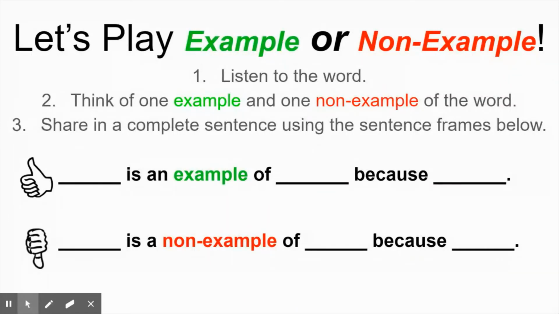So for example, in science, recently we were learning about solids, liquids, and gases. So let's say the word of the day for example, non-example, is gas. A student might say, air is an example of a gas because it takes the shape of its container and the particles are far apart. A chair is a non-example of a gas because it is a solid. So not only does it show that they know the words, but also the meanings and can give examples.